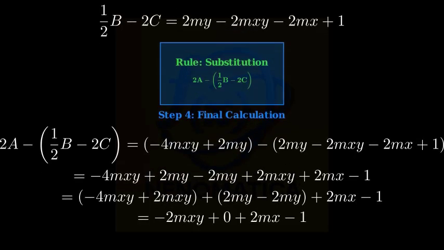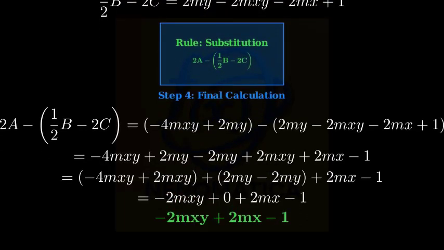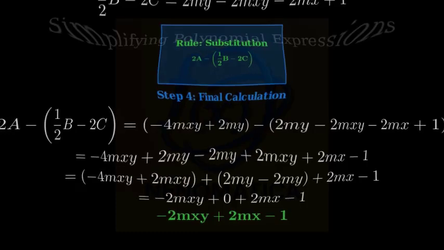The my terms are 2my minus 2my, which equals 0. So our final simplified expression is negative 2mxy plus 2mx minus 1.